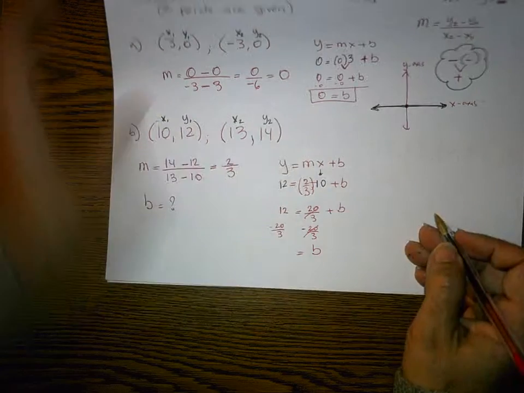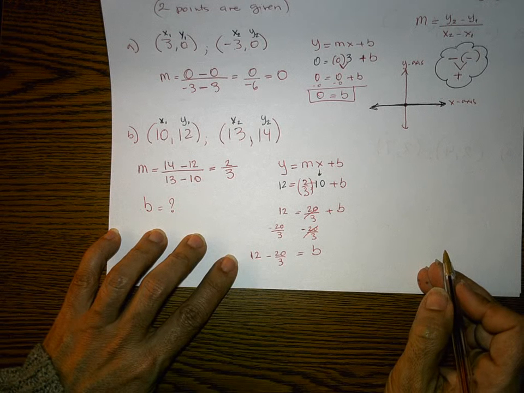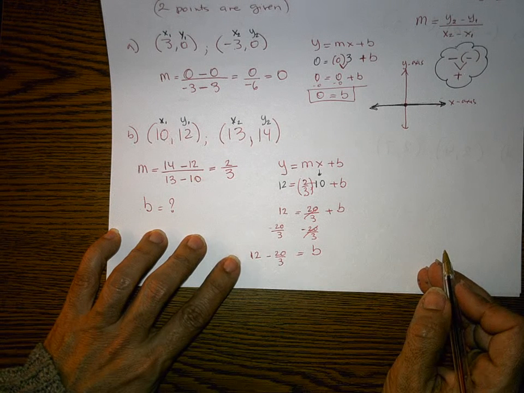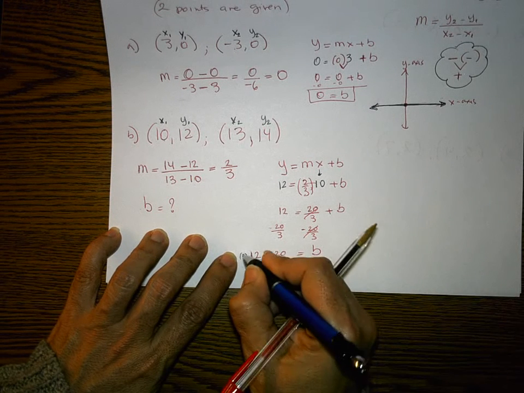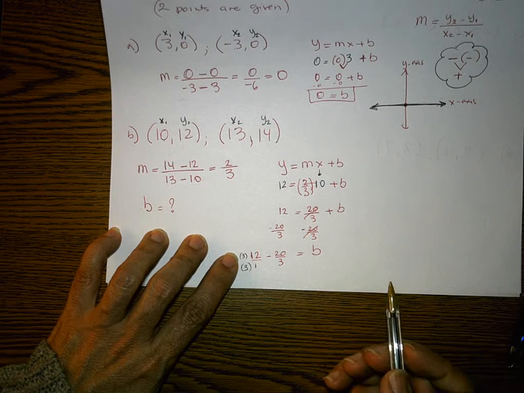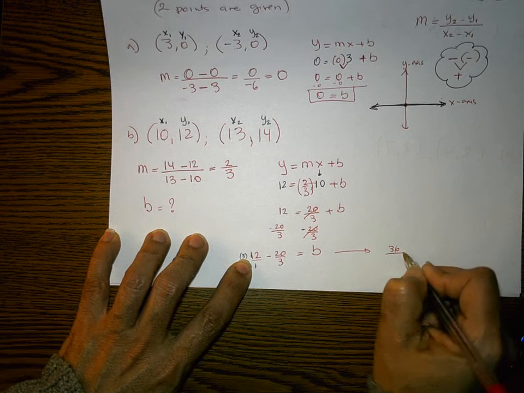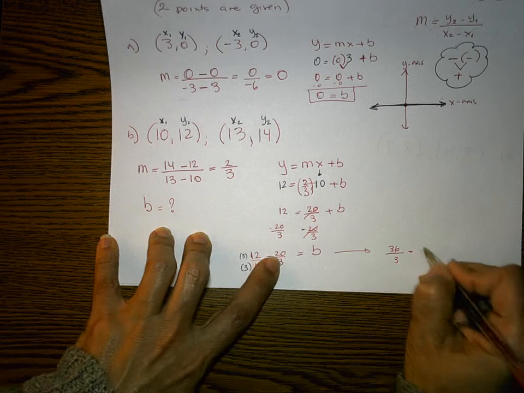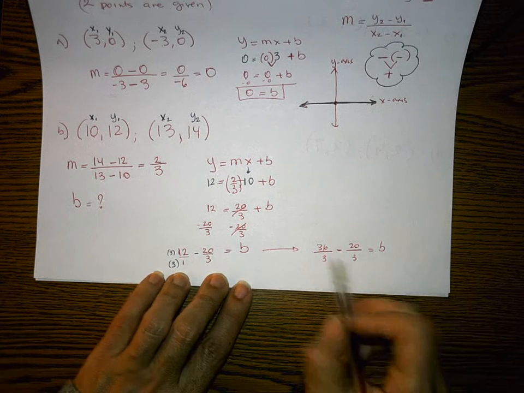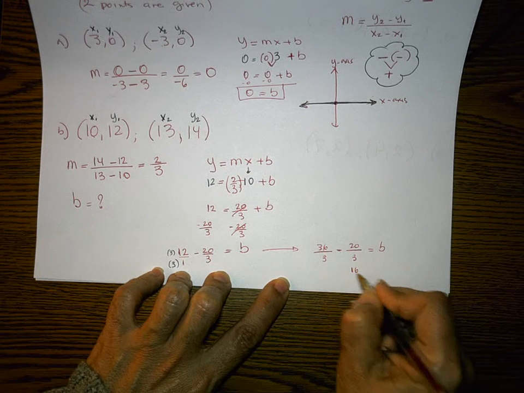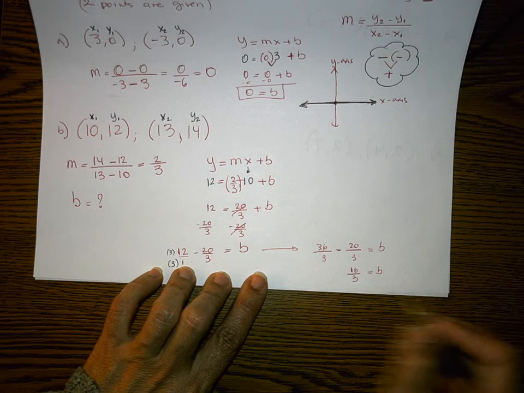Now I just have to do what is 12 minus 20 over 3. Well, we have to get common denominators to be able to solve for this. There's a 12 over 1. If you multiply both of them by 3, top and bottom, we'll be able to make a common denominator. 12 times 3 is 36 over 3 minus 20 over 3 equals my b. Then all I have to do is, what is 36 minus 20? That is 16 divided by 3, which equals b. And we can leave it this way. That's our b value right here.